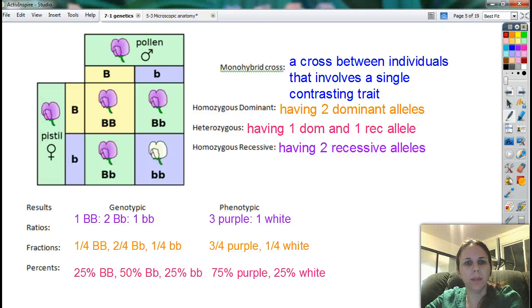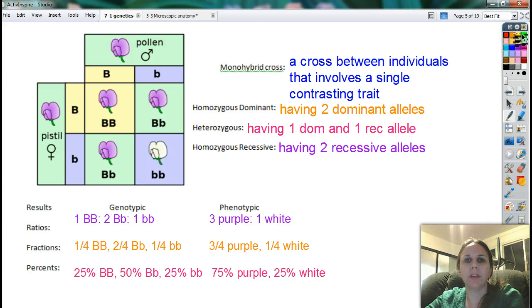Hey everybody, this is a little excerpt into what we talked about today, the monohybrid crosses, and an introduction into dihybrid crosses as well. Now a lot of this stuff should be familiar because we did a lot of this in class together. So hopefully this part is a review.